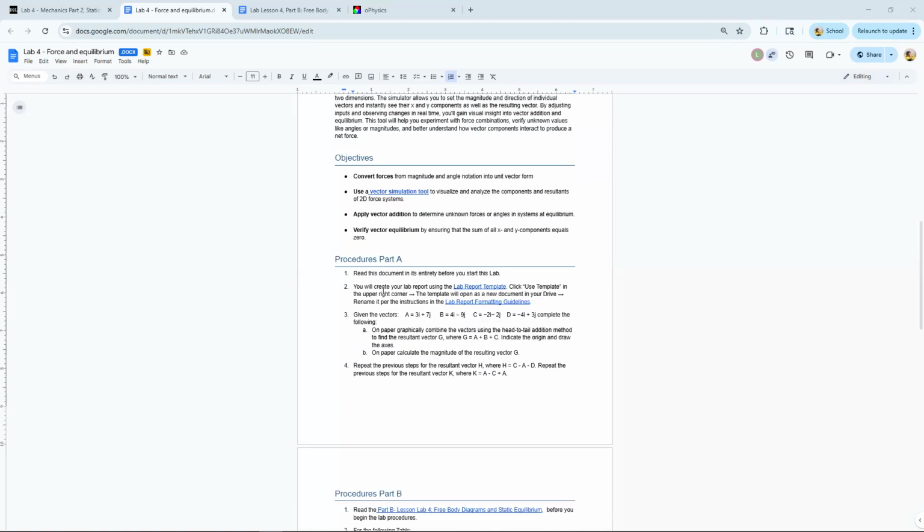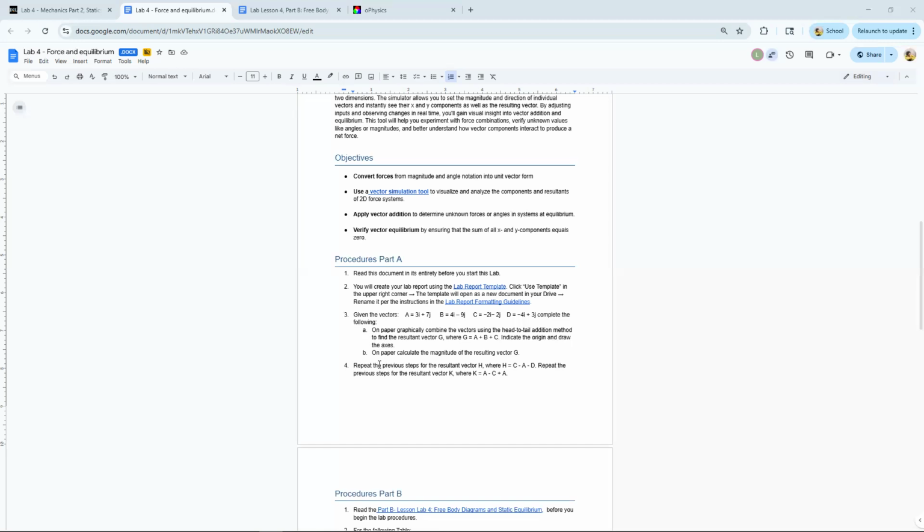For procedure part A, you have some simple questions that we already covered in the lecture part. There are some vectors given in i and j form. Like vector A is 3i plus 7j, vector B is 4i minus 9j. So we have four vectors here, and these four vectors, which are two-dimensional, are given in i and j. So you have x components and y components of all these vectors.